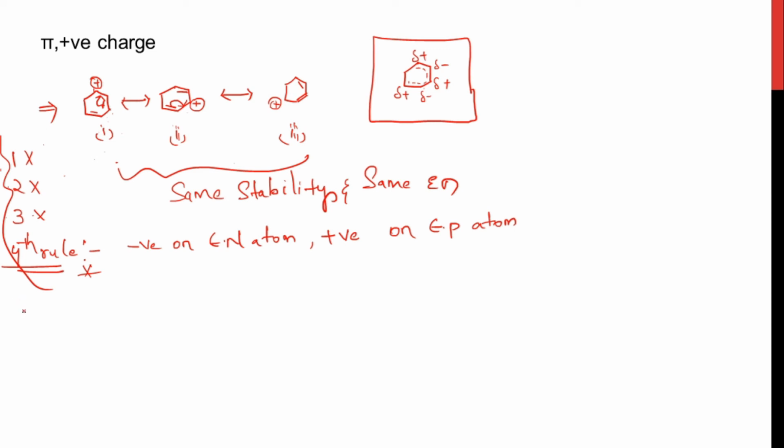Okay, we'll do one more example in this category where a positive charge is in conjugation with the pi bond. So what are the conjugating positions? What is the number of conjugating positions here? Positive charge is the 1, 2, 3, 4. So there are four conjugating positions. So the number of resonating structures would be 4.